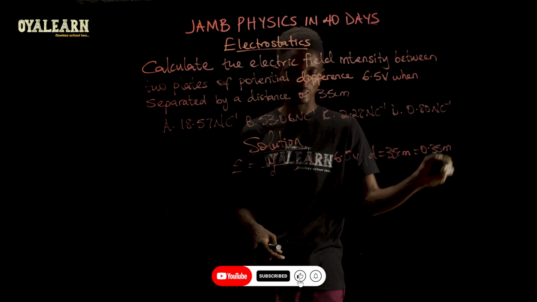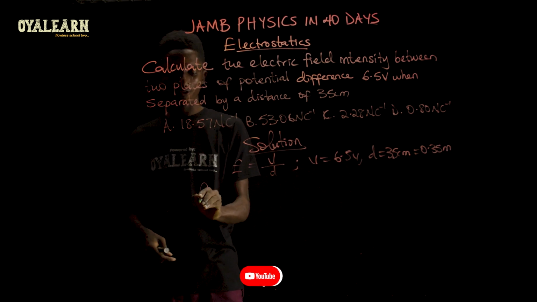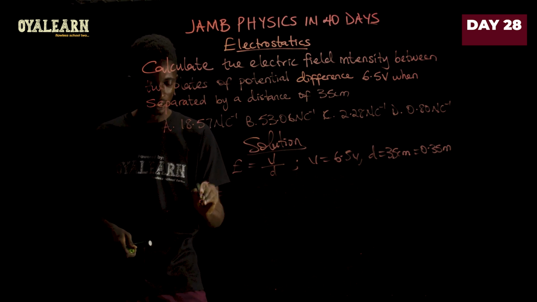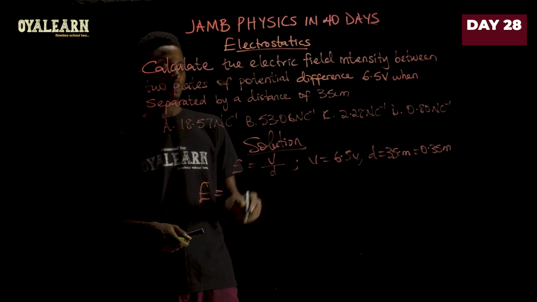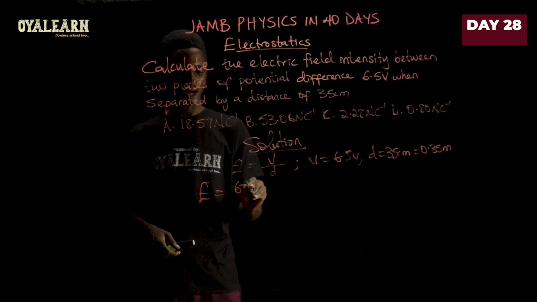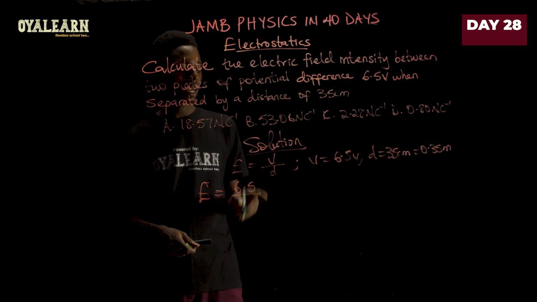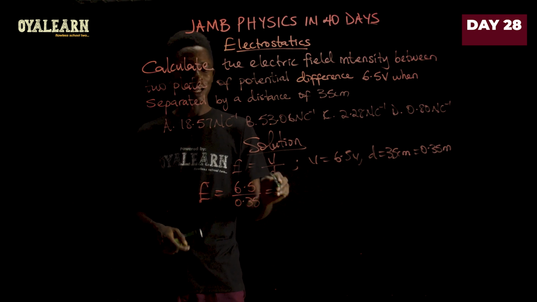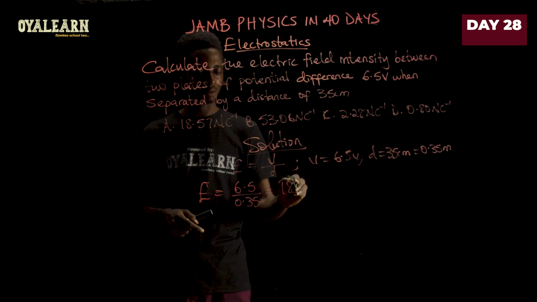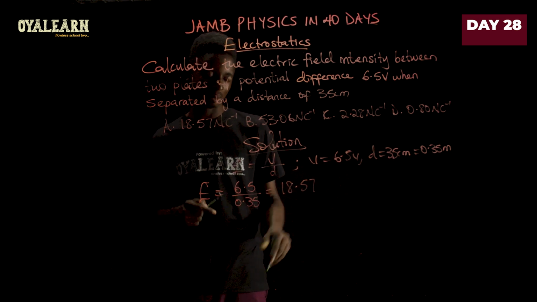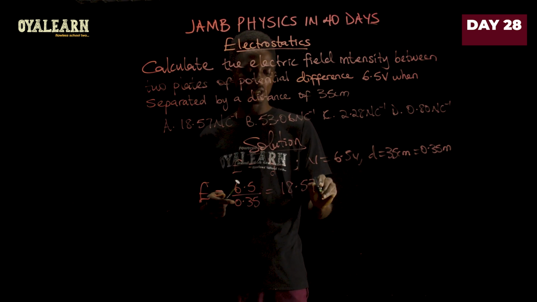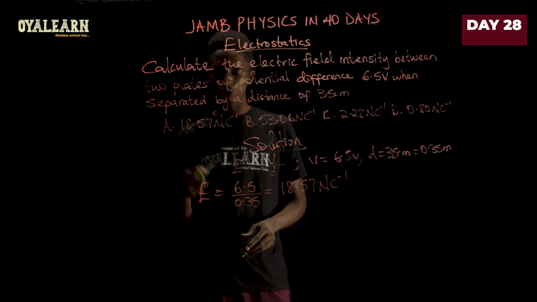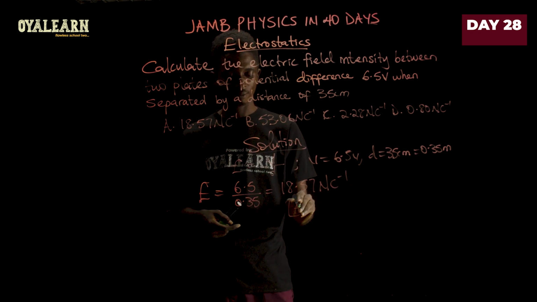0.35 meters. Now, when we find the electric field intensity, E, in this case, E would then be given as 6.5 divided by the distance, which is 0.35. Now, what this would give us is 18.57 approximately, and it is measured in Newton per coulombs. So the correct option to pick here is option A.